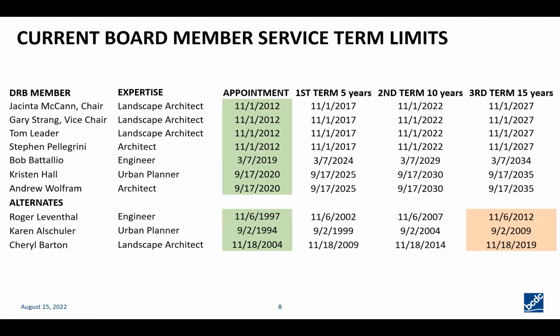This chart shows when each board member was appointed and when each term is up. And at the end of the first and second terms, board members will have a decision to make about future board service. Continue as a board member, become an alternate, or retire. So for the 4 of you who will be completing your second term, your 10 years of service, you'll have to make this decision.